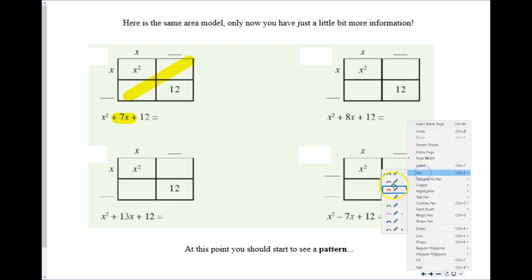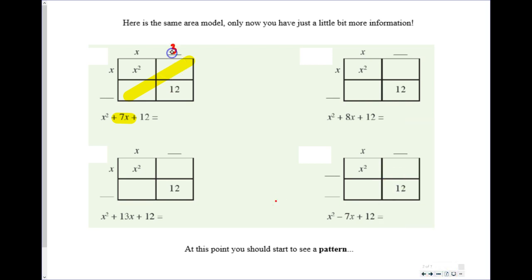Well, I'm thinking 3 and 4. 3 and 4 multiply to 12, but they also add to 7. 4 plus 3 is 7, and 4 times 3 is 12. So now I can fill out this area model specifically, and now I know that this has to be x plus 4, x plus 3. Okay?